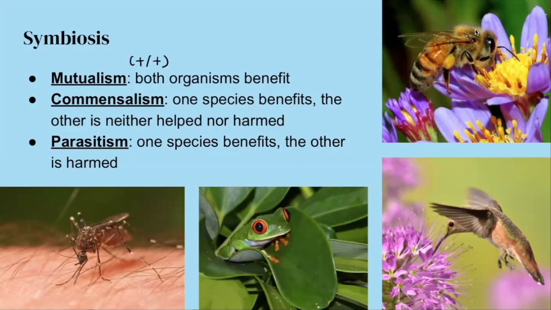This is often what we see with pollinators. So bees and flowers, hummingbirds and flowers. The bees receive nectar, hummingbirds receive nectar, and these flowers, their pollen gets collected on these bees' legs, gets stored in these pollen sacs, and then moved from flower to flower, and that helps pollinate them.